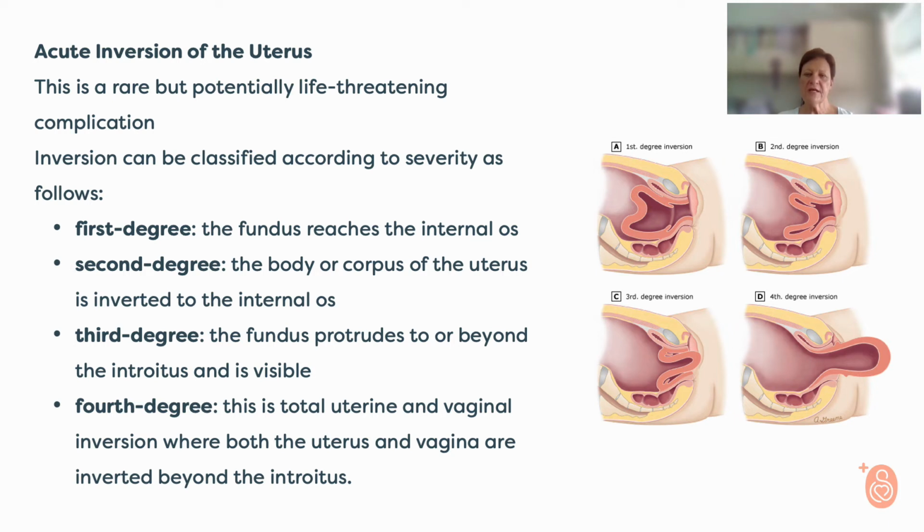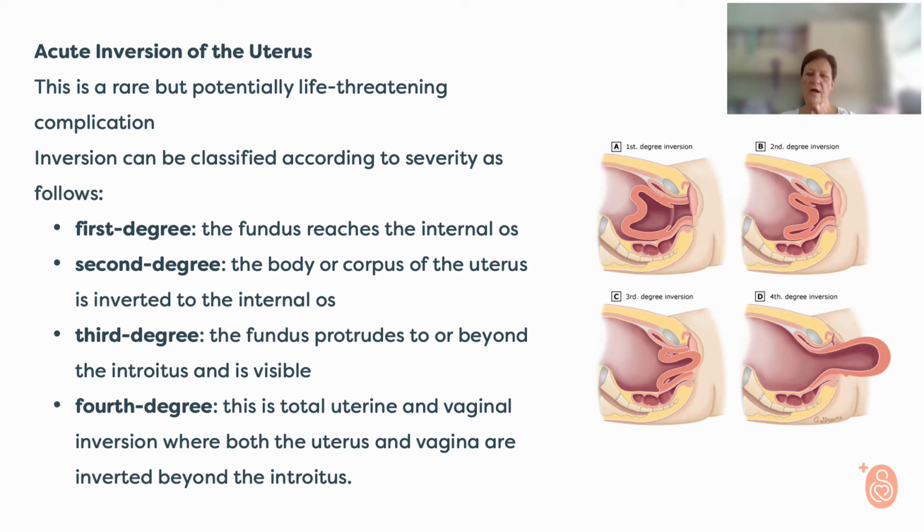The first degree is where the fundal part of the uterus is inverted and it reached the internal os of the cervix. The second degree is this one, where we see that the body, the corpus of the uterus, is inverted into the cervix. You can start to feel it here. The third degree is where the fundus protrudes into the vagina and is visible, and then the fourth degree is where there is complete uterine and vaginal inversion and the uterus sits outside.